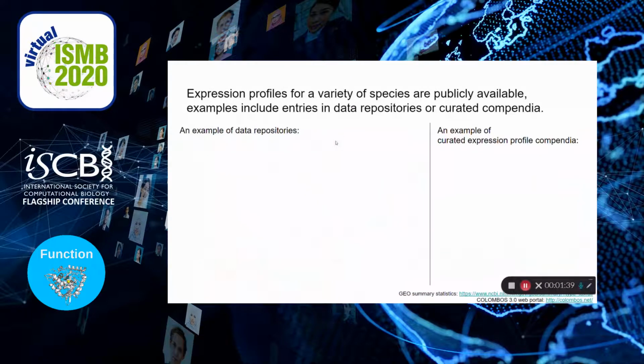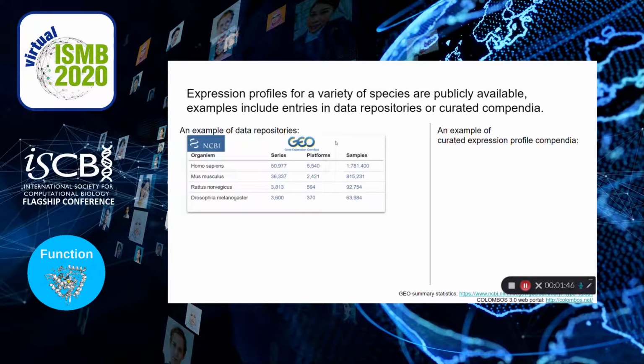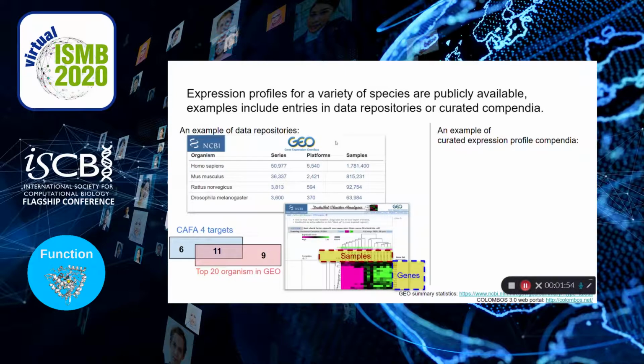So the first thing we looked at is whether or not there's actually enough data out there. Expression profiles are actually available for a variety of species, either in data repositories that may have multiple organisms in them. And you can visualize the expression profile like a heat map with samples on one axis and genes on the other axis.